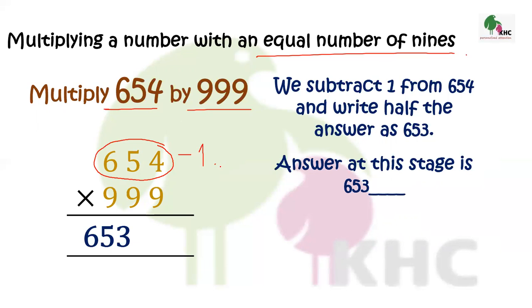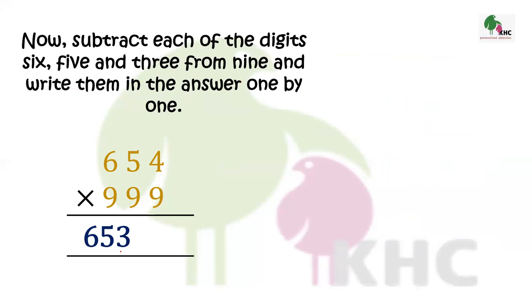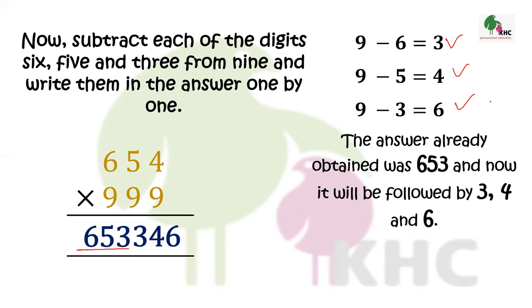We have not filled the right hand part. Next, we will be dealing with these 3 digits only. Now, after you do the first part, what do you do? You subtract each of these 3 digits from 9. So 9 minus 6 is 3, 9 minus 5 is 4, 9 minus 3 is 6. So you got 3, 4 and 6 in sequence, right? So 3, 4, 6 will be the second part of your answer.